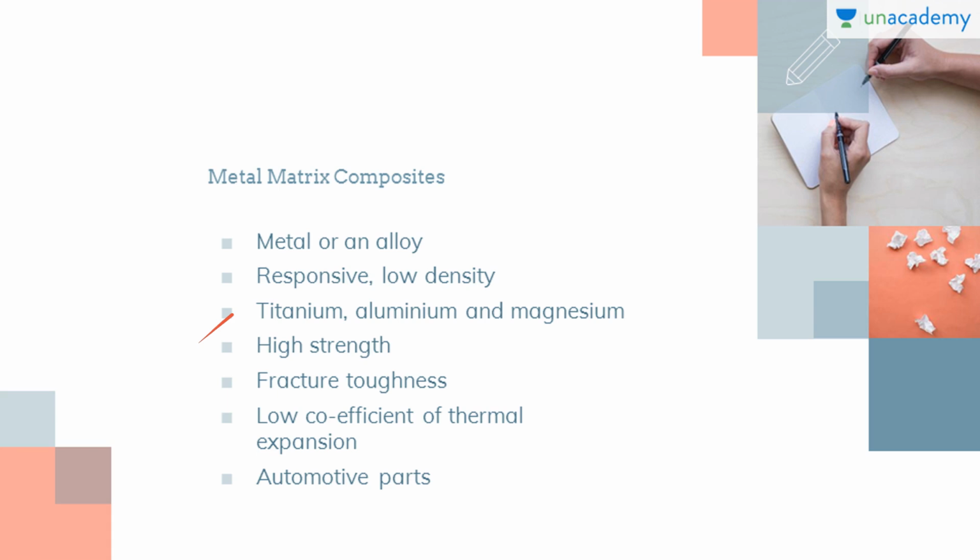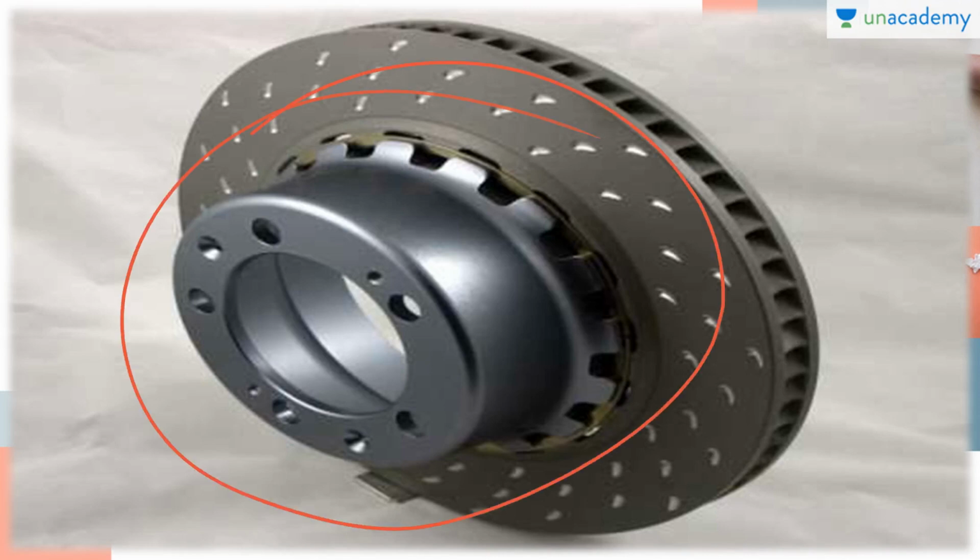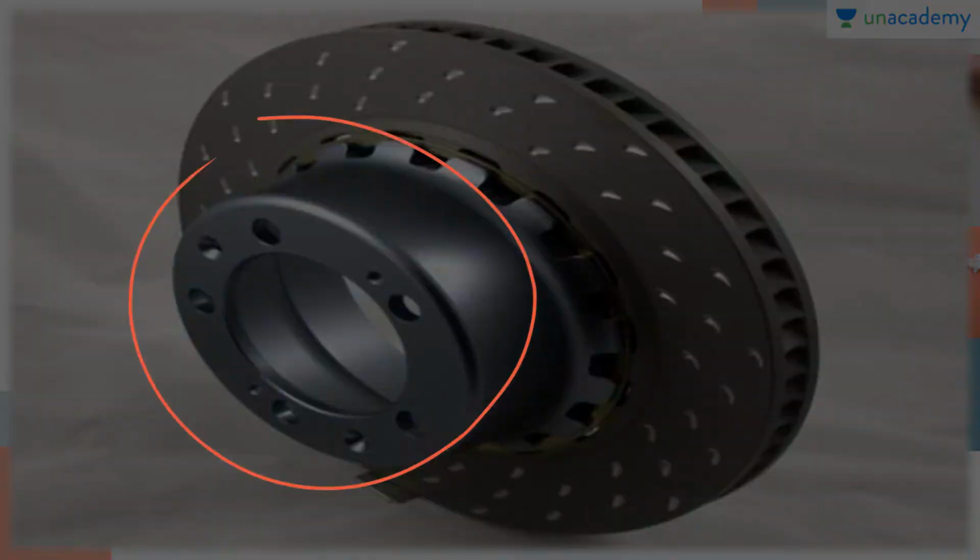The common characteristics include high strength, fracture toughness, low coefficient of thermal expansion, and they are used in the manufacturing of automotive parts. So you can see here the metallic matrix composites. So you can see here these are used as per gauge.